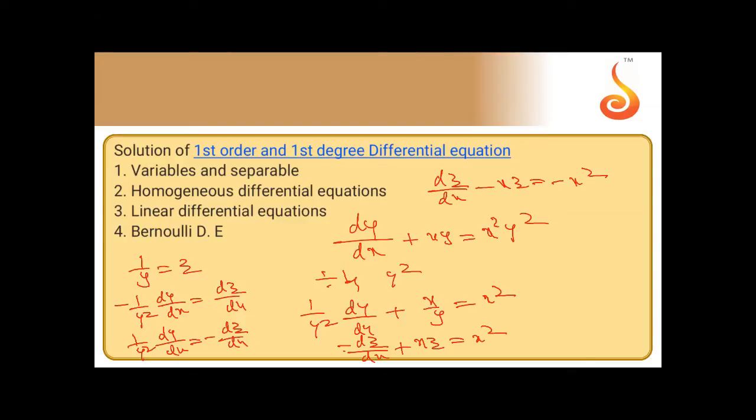Yes. So after this, what to do? This one, take it as linear equation form. So dz by dx plus minus x into z equal to minus x square. So this is p of x. P of x is minus x. Q of x will be minus x square. Now we can solve it.